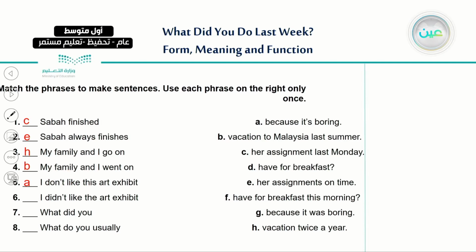Let's see the other sentence, number 6. I didn't like this art exhibit because it was boring. So here it is in the simple present, and here it was the simple past. Continuing next, number 7, what did you have for breakfast this morning? Here we're talking about something that happened in the past. And finally, what do you usually have for breakfast? This is to talk about something regular, something that you usually have as a routine for breakfast.